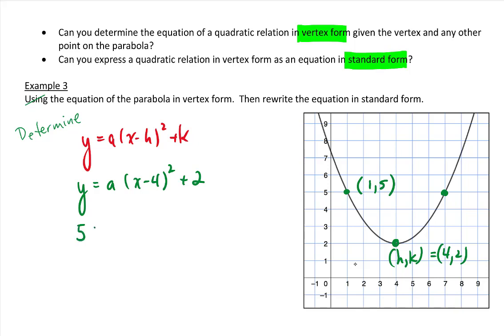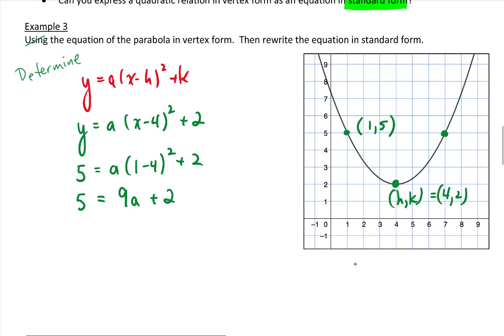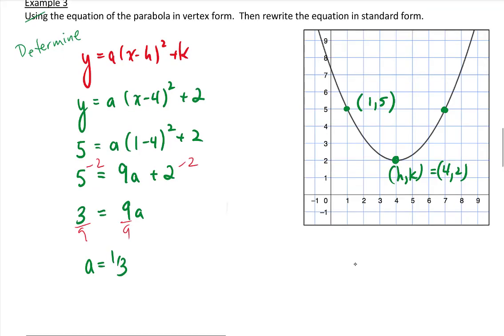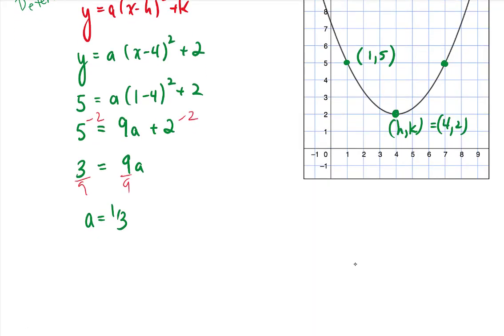We're going to sub that in for x and y in order to get our a value. So we have 5 equals a(1 minus 4) squared plus 2. So 5 equals a times... 1 minus 4 is negative 3, and negative 3 squared is 9. So we have 9a plus 2. Subtract 2 from both sides, and we get 3 equals 9a. And then divide both sides by 9, and we end up with a equals 1/3. So therefore, a quadratic in vertex form is y equals 1/3 (x minus 4) squared plus 2.